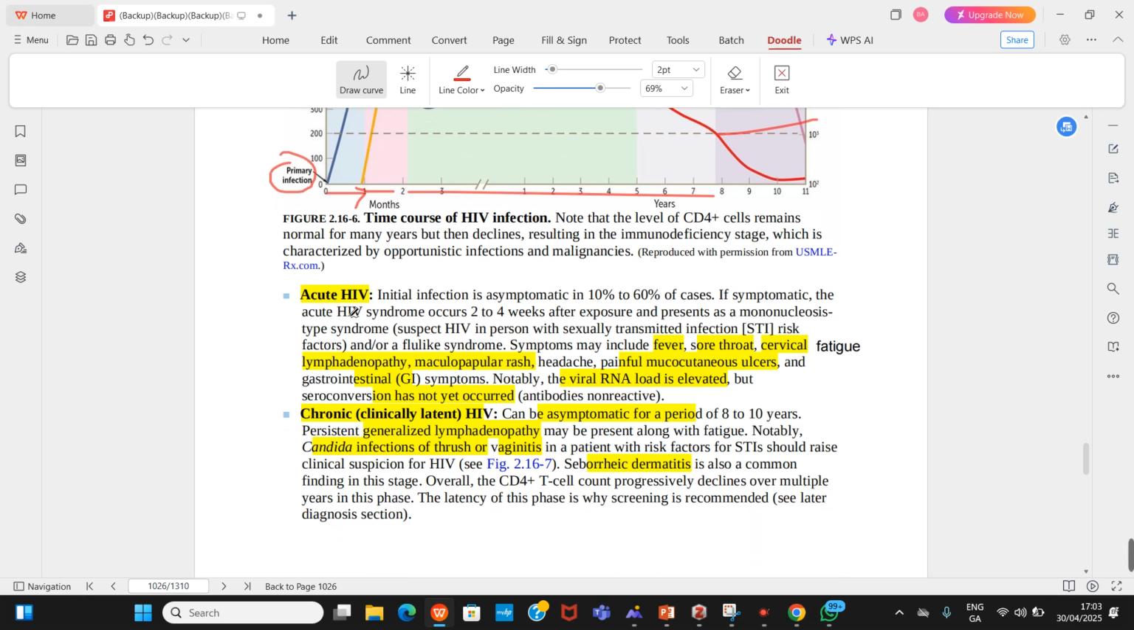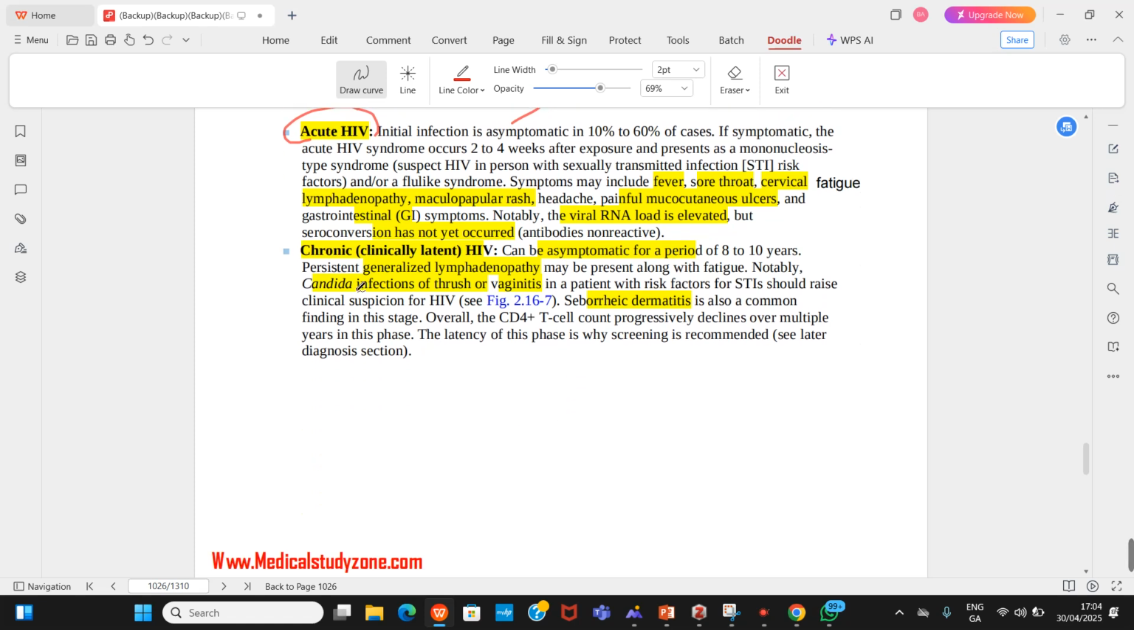Now, we talked about acute HIV. Sometimes, in like 10 to 60%, they don't have any symptom. They don't undergo this acute HIV. But sometimes they can have it, in which they start having what I've talked about: flu-like symptoms like fever, sore throat, cervical lymphadenopathy, maculopapular rash, ulcers, GI symptoms. At that point, if you check their RNA load, it will be high, but seroconversion has not yet occurred. And sometimes, people can undergo the clinically latent period for like 8 years, just like we said.